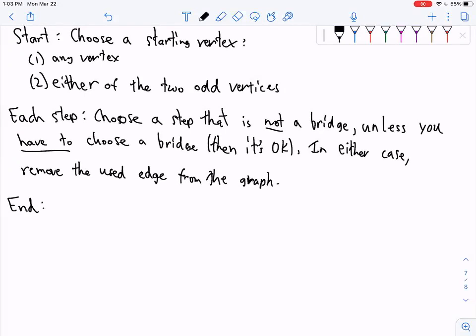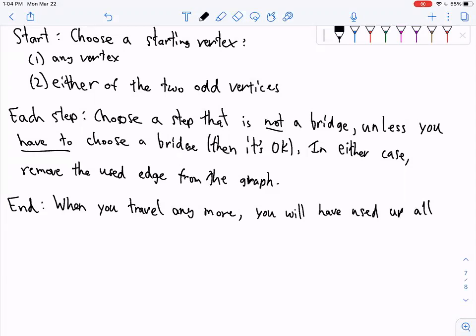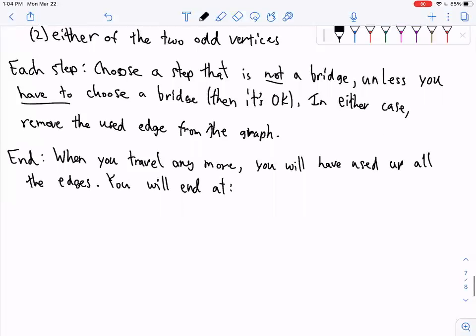And then at the end, we're not going to prove this, but we're just going to do some examples next time. When you can't travel anymore, this algorithm guarantees that you will have used up all the edges. Okay? If you do this algorithm, this is all you have to do. At the end, you just use up all the edges, and not only that, but in case one, where there are no odd edges, so you're going for a circuit, you'll end at the starting vertex.